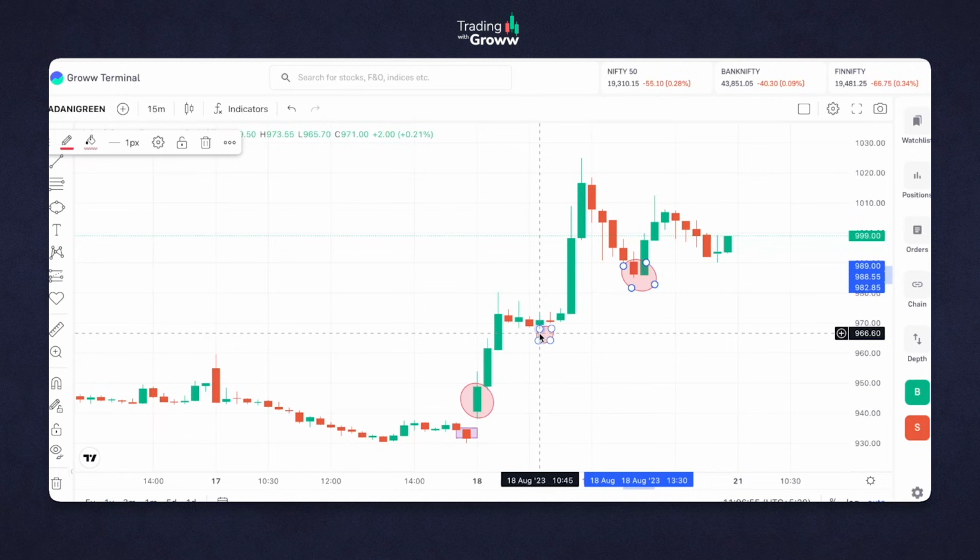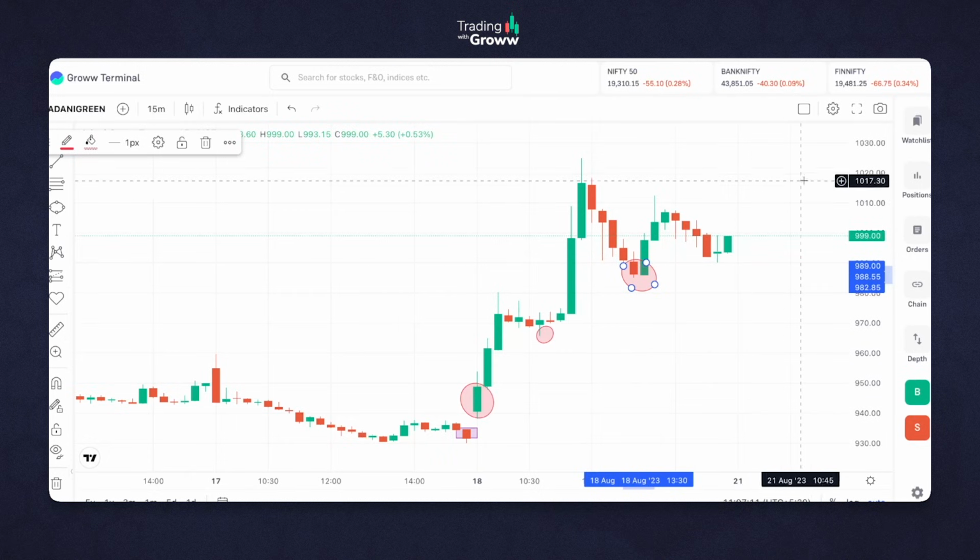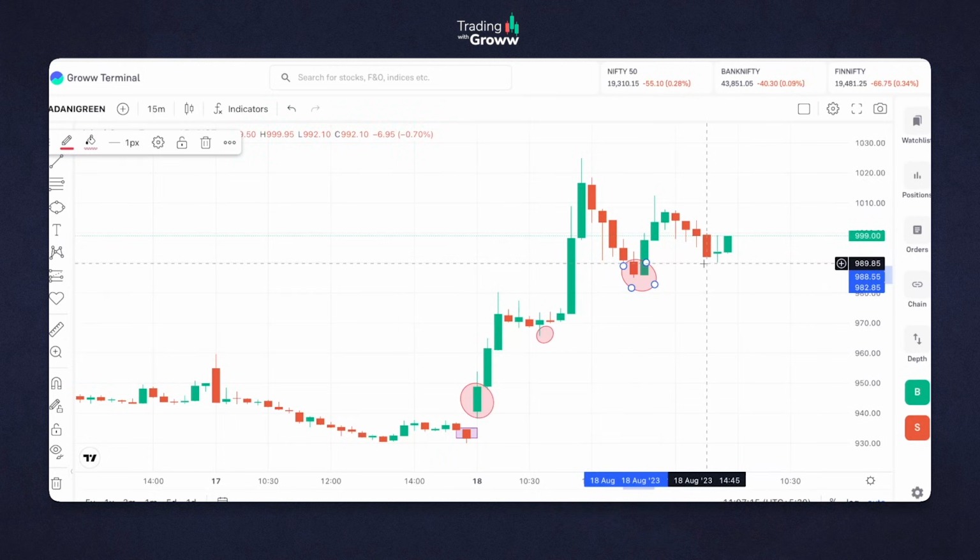So in this case you are locking your profits, and from there the market moved up almost till 1030 and again retraced back and created a new swing low and again moved up. So this new swing low, which is approximately around 985, is our new stop loss. As long as the market keeps moving up, you create a new swing low, and that is how you have to keep trailing your stop loss.